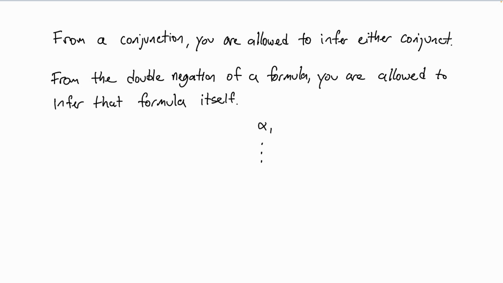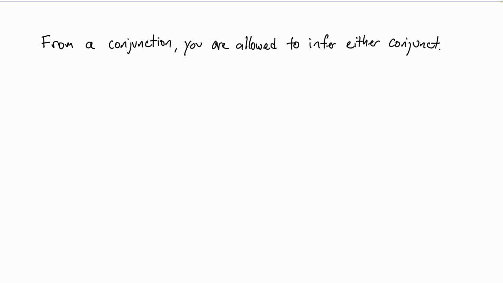Then, if there's a way to get from the premises to the conclusion just by making inference steps that are allowed by the rules, that means that the conclusion follows from the premises. If there isn't, then the conclusion doesn't follow. Now, in order for this method to work, it's important that we choose our rules very carefully. For example, I mentioned that one of the rules allows you to infer either conjunct from a conjunction.